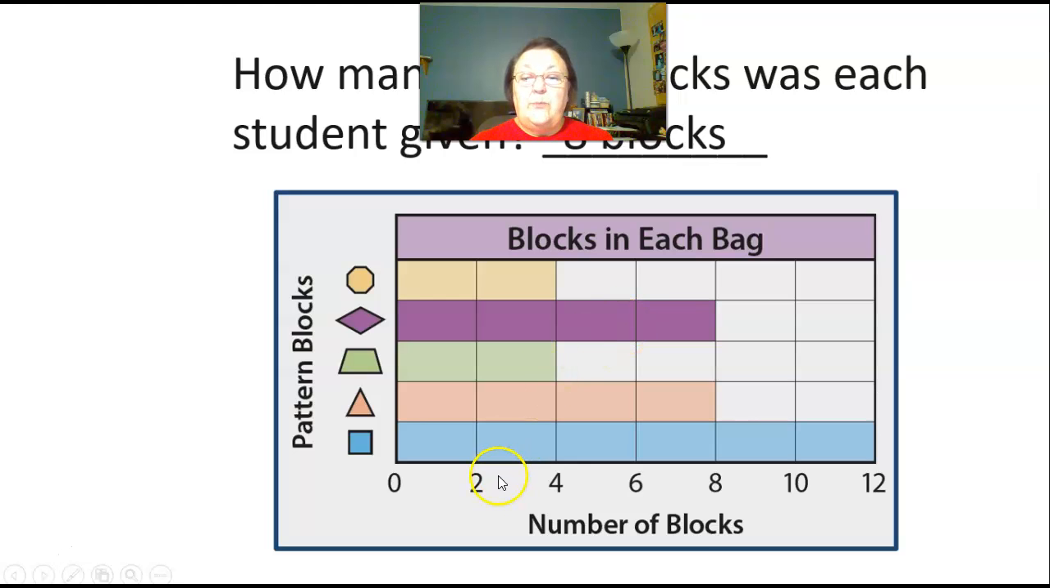How many blue blocks were each student given? You look here, they were given 12 blocks. Triangles, they were given 8. So again, it's just a matter of reading and following what the numbers are giving you and basically what the blocks or the patterns that they're giving you.